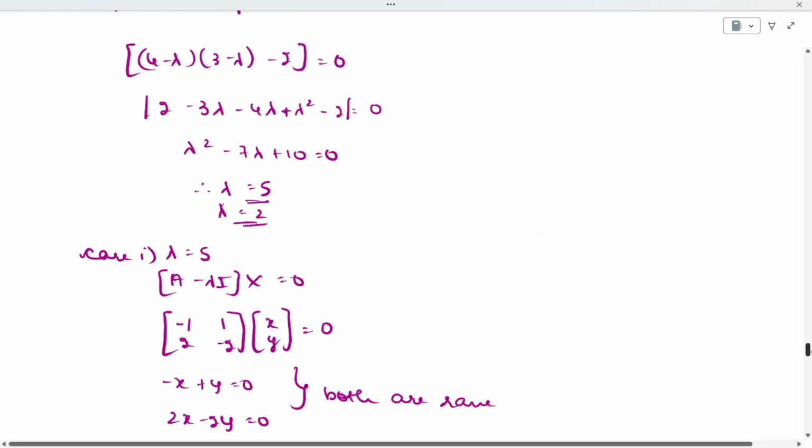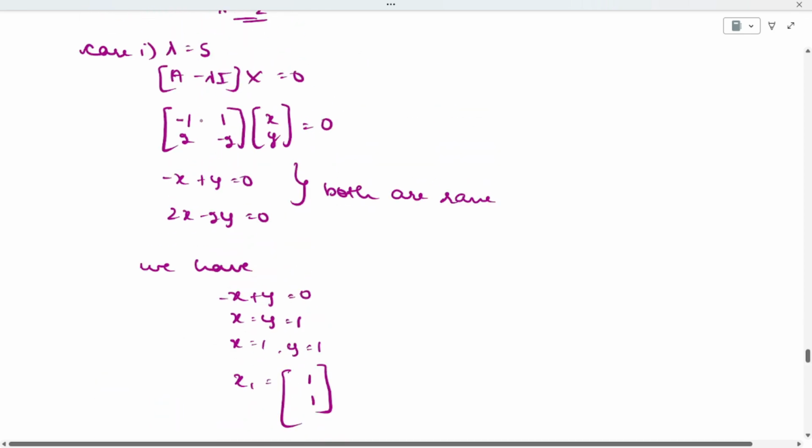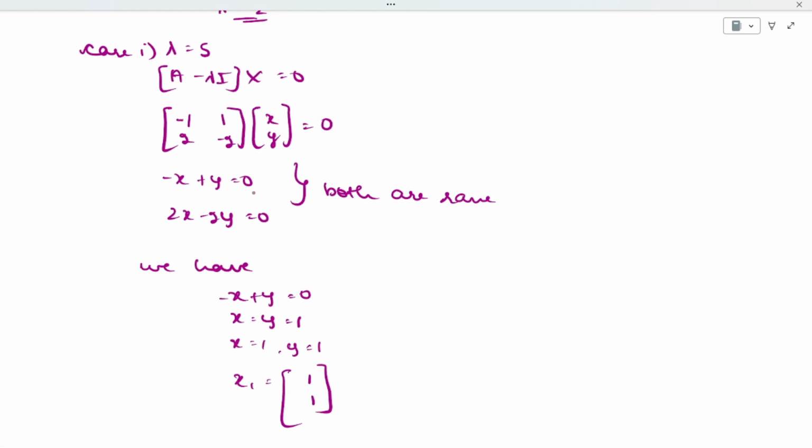Now, next, again take minus x plus y is equal to 0. 2x minus 2y is equal to 0. Equate them and both come out the same. So why? Because see, if you divide the whole equation by 2, you will get x minus y is equal to 0. And minus x plus y is equal to 0. That means here also x is equal to y. Here also x is equal to y. That is why they are saying it as same.